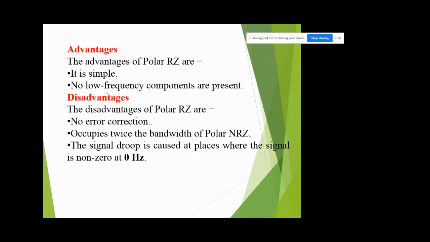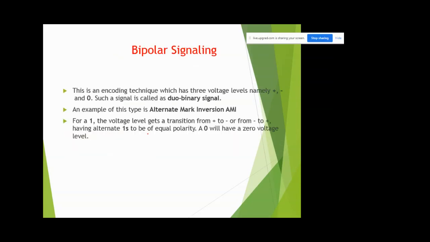It is simple. No low frequency components are present. Let's see the disadvantage. No error correction is done. It occupies twice the bandwidth. As I said, whenever there is a return to 0, it occupies twice the bandwidth. After that, the same disadvantage that we have seen in polar NRZ. Only one extra disadvantage is here: polar RZ occupies twice the bandwidth of the signal.